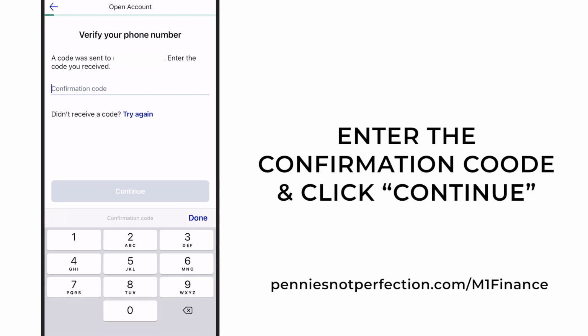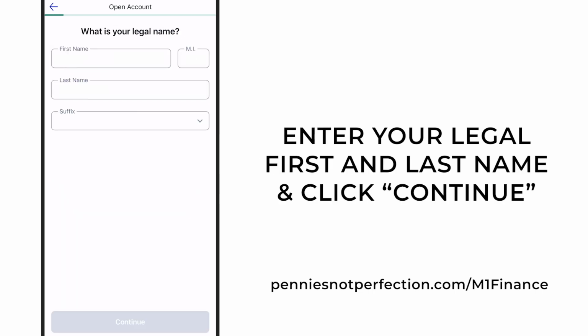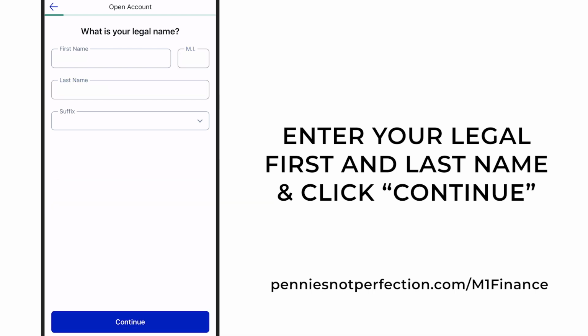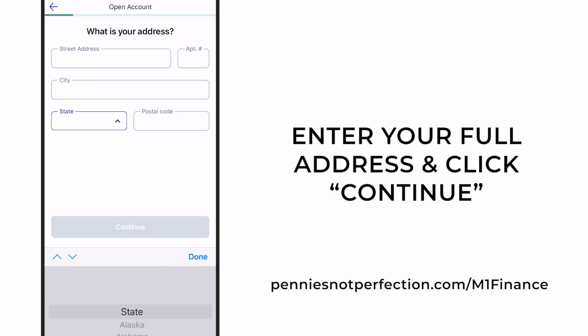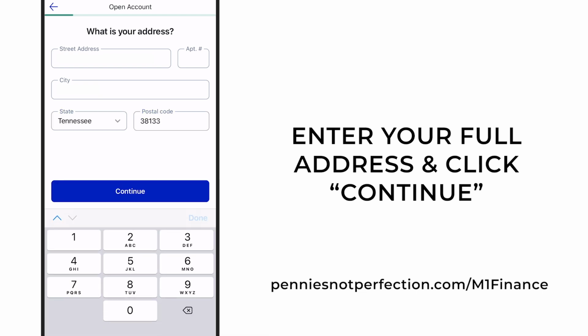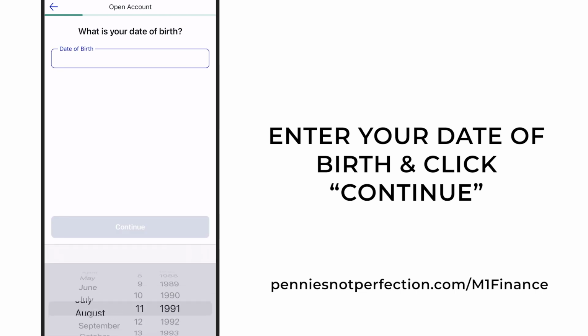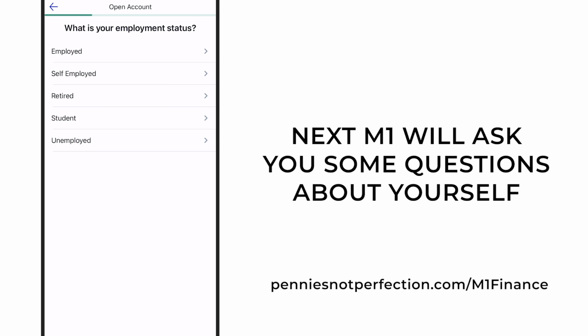So M1 Finance has your phone number connected to your account. Next, you'll have to enter your personal information. So you will have to give your legal name, then click Continue, your address, then click Continue. You will have to give all of this information because M1 Finance is regulated and this is a financial institution. So you do have to give all of your personal information in order to use M1 Finance. Next is your birth date. So you'll find your birth date in the list. Then again, you will click Continue.